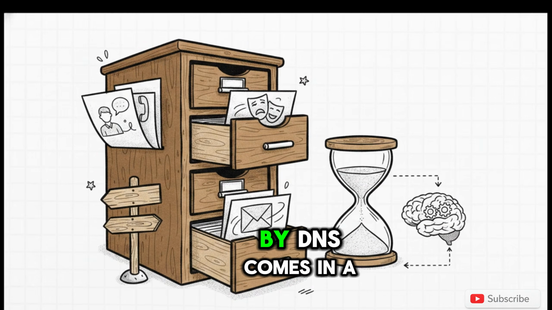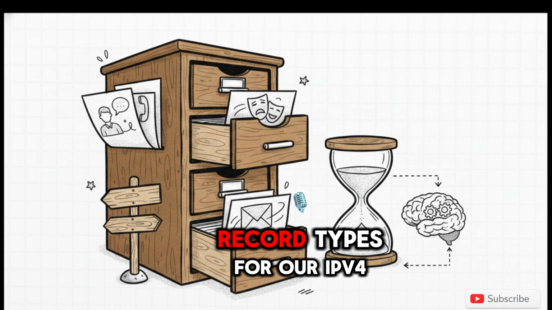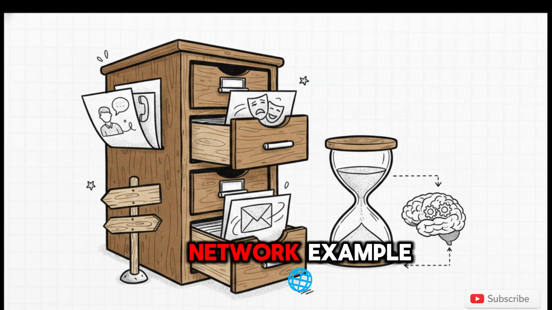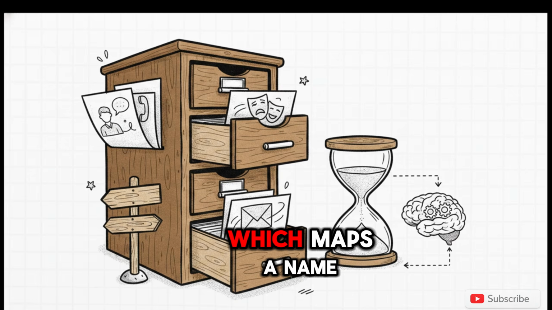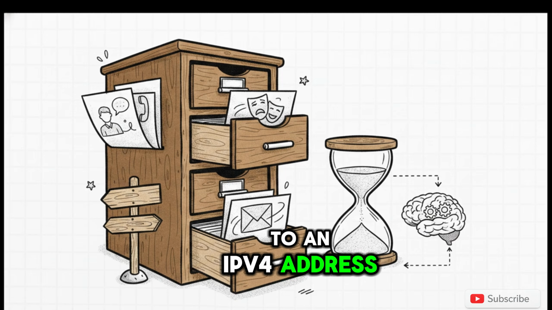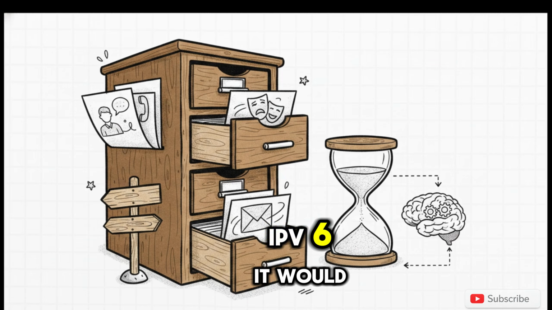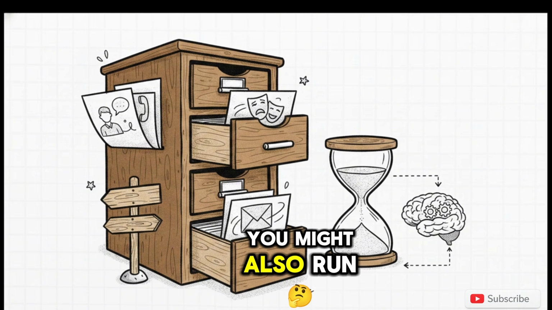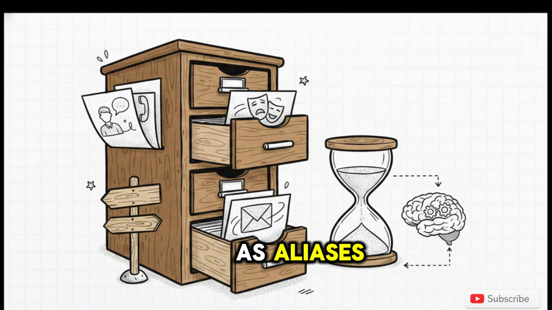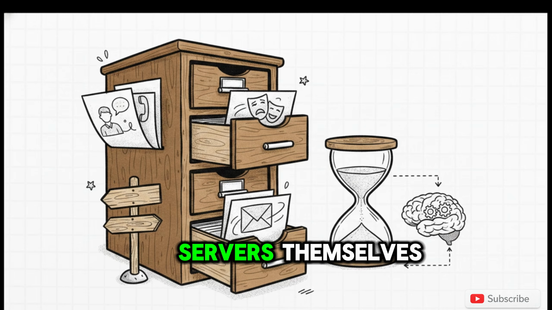Now, the data returned by DNS comes in a few specific record types. For our IPv4 network example, we're looking for an A record, which maps a name to an IPv4 address. If we were using IPv6, it would be a quad A record. You might also run into CNAMEs, which act as aliases, MX records used for routing emails, and NS records for identifying the name servers themselves.